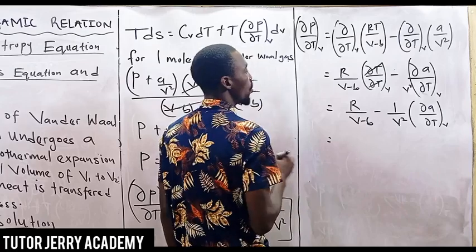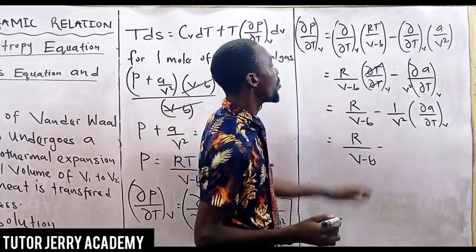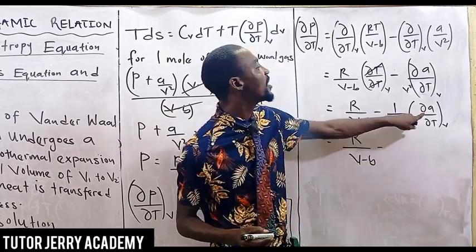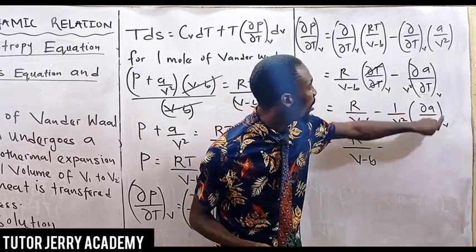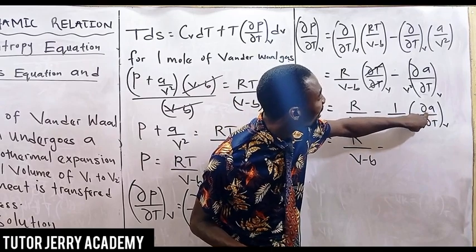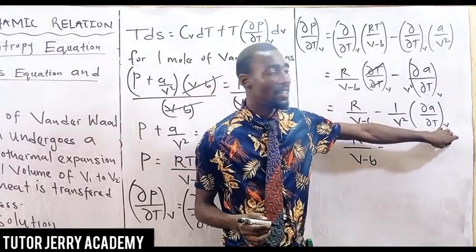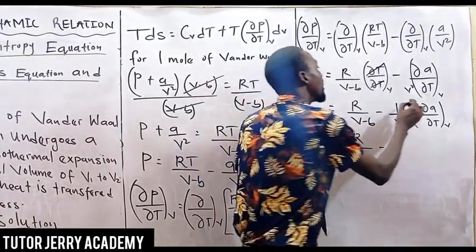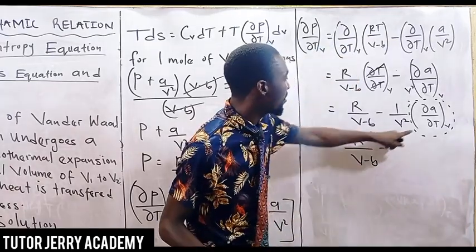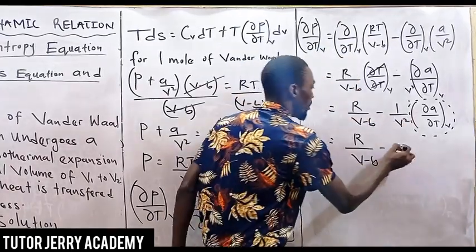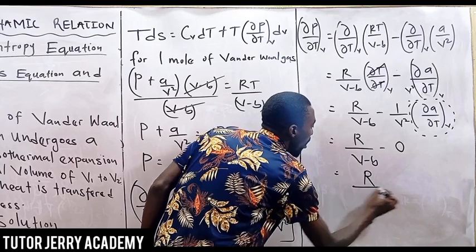So which is equal to R over V minus b minus. Now if you want to differentiate this, you are differentiating a with respect to T, keeping V constant. Definitely everything here is going to be 0. So now 0 multiplied by this is going to be 0. And by the time we subtract this from 0, we are going to have R over V minus b.